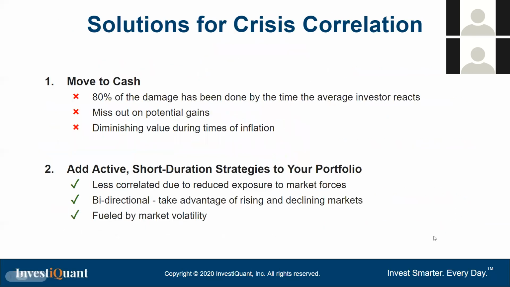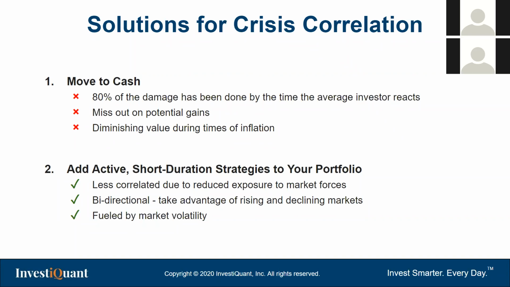So some of the solutions for crisis correlation, the first one that comes to mind is, you can just move to cash. And there are some benefits to that, but it also has several risks to it as well. And realistically, there have been studies that show most of the move that takes place by the time you move to cash is where all the damage is done. So 80% of the damage is done by the time the average investor would actually move to cash. And then there's some other risk there as well.